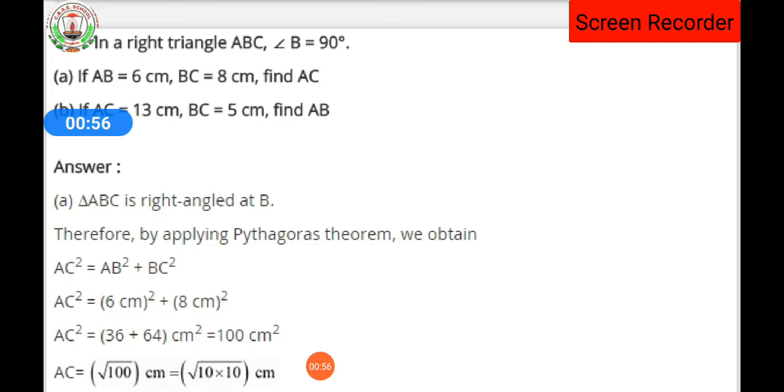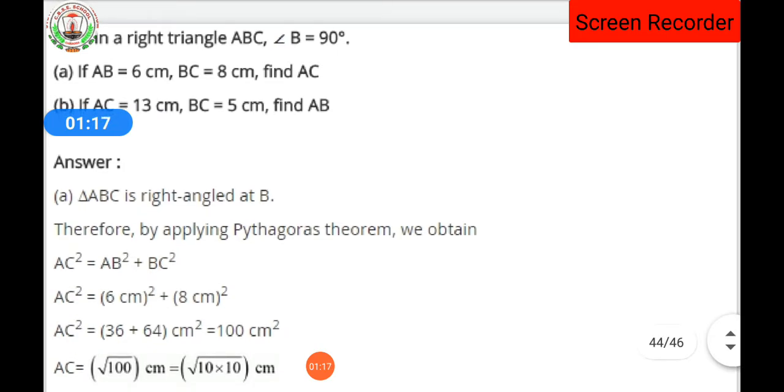So here in question number 7, in a triangle ABC, a right angle triangle is given. The right angle is at angle B, that means angle B will be equal to 90 degrees. Now here the question is, if AB is equal to 6 centimeters and BC is equal to 8 centimeters, then you have to find the side AC. Which side you have to find? Side AC you have to find.